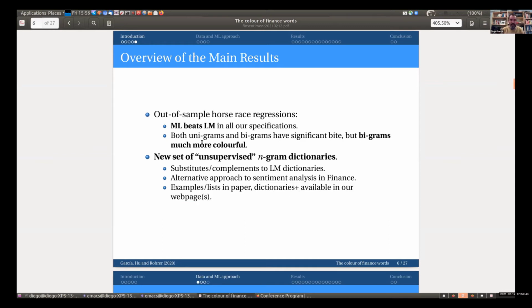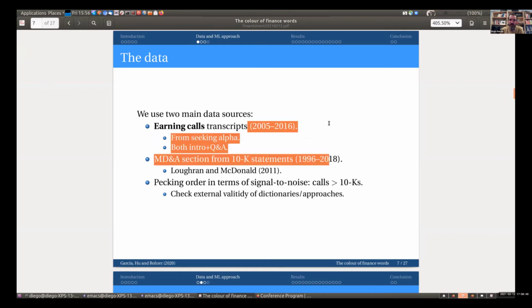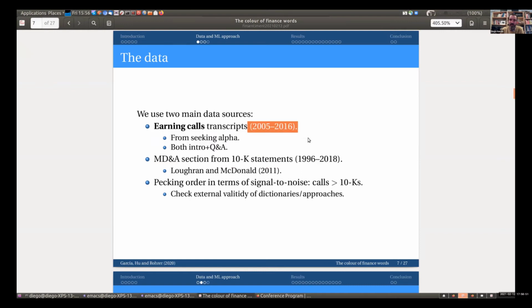So let's get to business. What is the data? Nothing very fancy. We're going to take a bunch of earnings call transcripts. The current draft has 2005 through 2016. We just extended it to 2019. All the results are literally the same. And we're also going to be doing some external validity exercise with 10Ks.